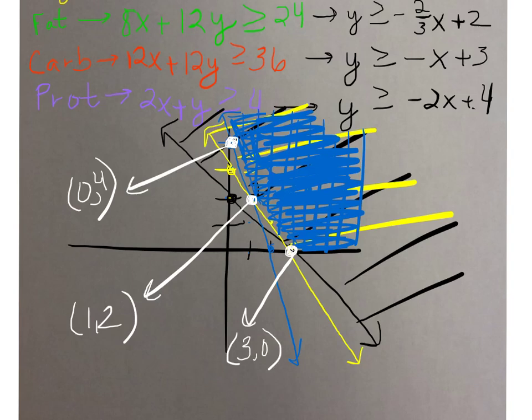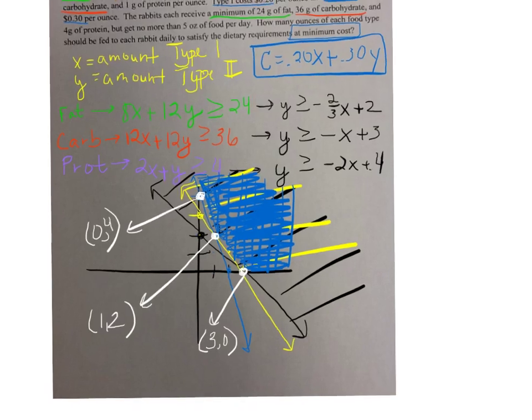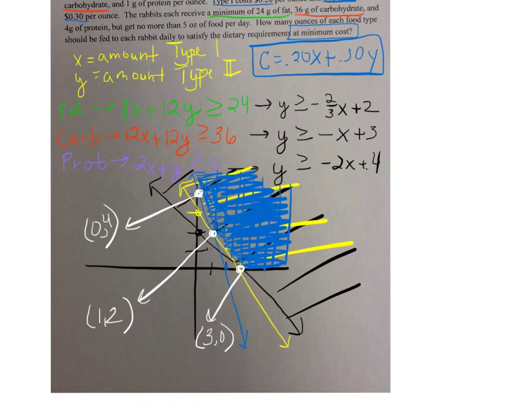I'm going to move my screen up a little bit so we can see that cost equation again. All right, so take a look at the cost equation I have up there now. It's 0.2x plus 0.3y equals a cost. So the 3 points we're going to choose are those 3 corner points. And we're going to plug each one in and see what the resulting cost is. So if I plug in the point 0, 4 for x and y in the cost equation, I get $1.20.